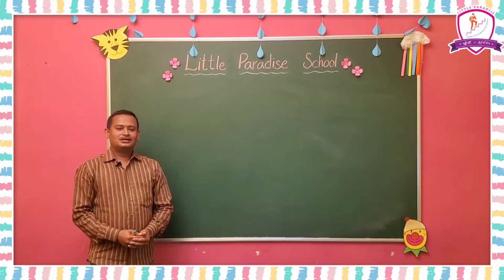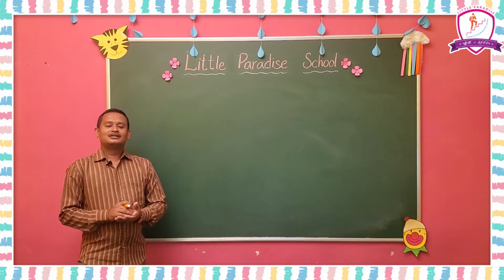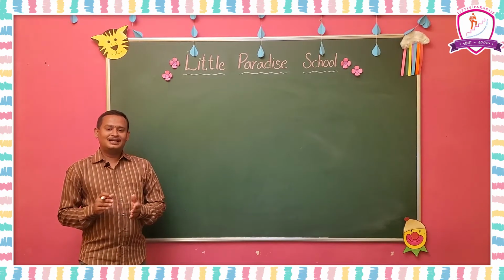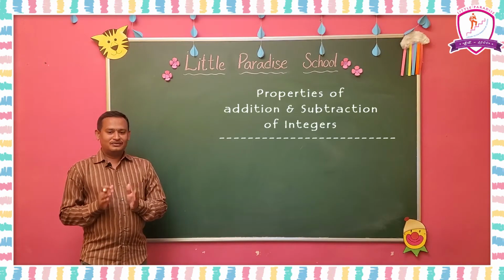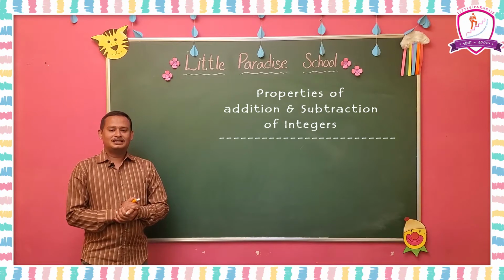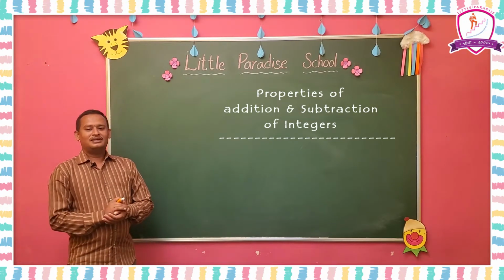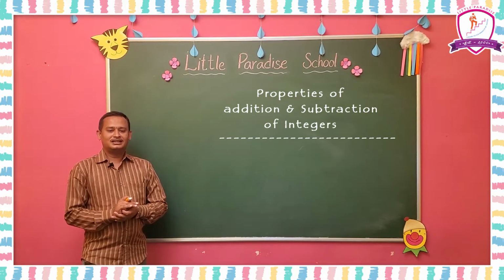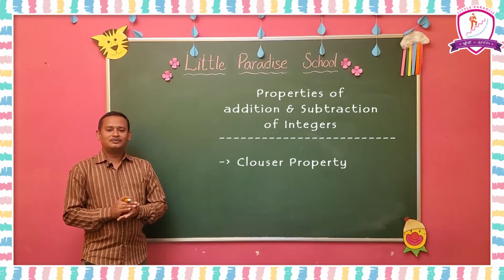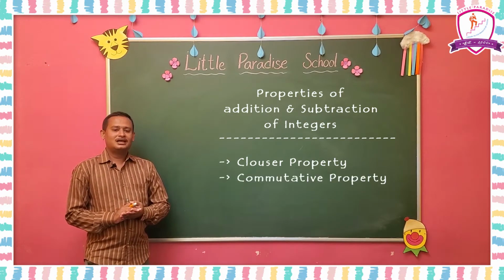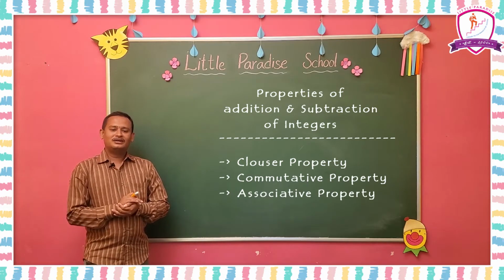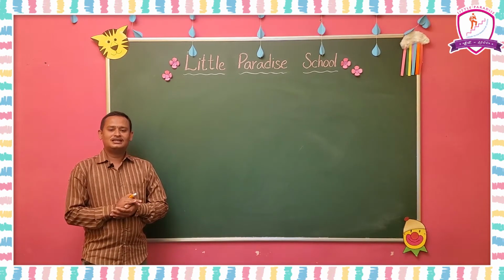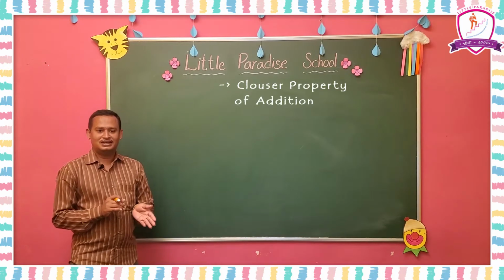Hi students, let us recollect that the sum of two whole numbers is again a whole number. We will now learn some properties of additions and subtractions of integers. There are three properties of additions and subtractions of integers. The first one is the closure property of additions and subtractions, then the commutative property of additions and subtractions, and the associative property of additions and subtractions. Now, let us discuss the closure property of addition.